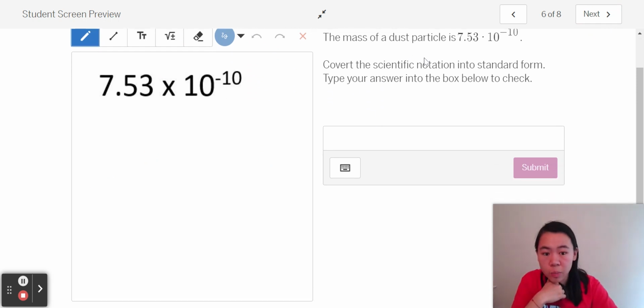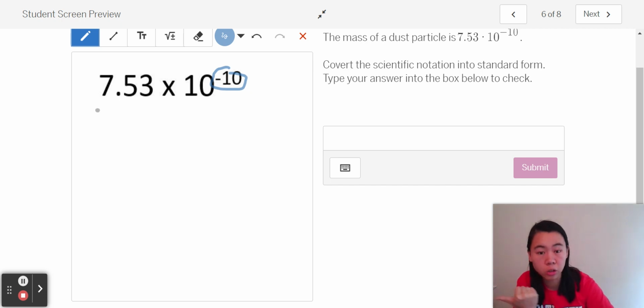So the mass of a dust particle, a little piece of dust that's sitting on your desk. It's really, really, really small. And I know it's also small because this is a negative exponent. So it's still going to tell me how much to move the decimal place, only this time I'm moving to the left, because when I move my decimal place to the left, my number is getting smaller and smaller and smaller. It's becoming a smaller and smaller decimal.